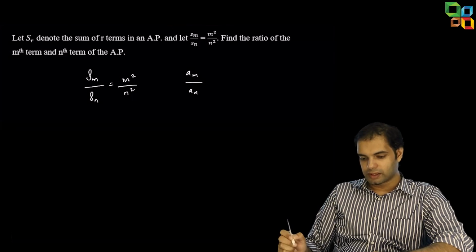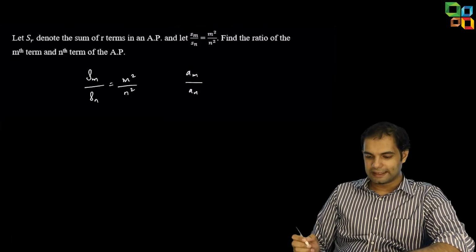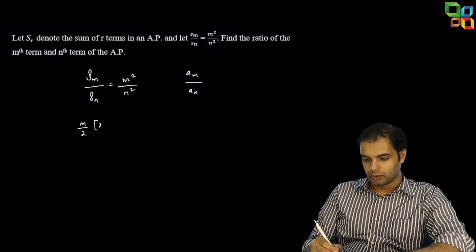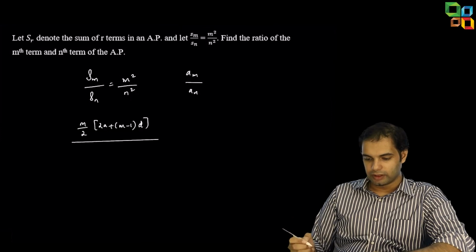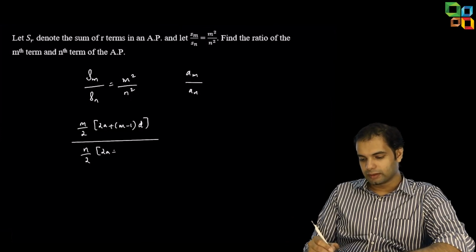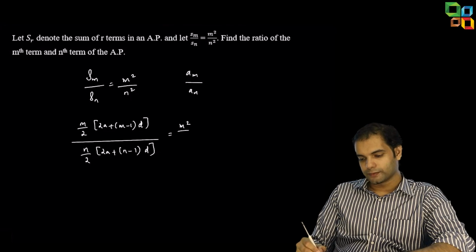So what do we know about sum? We know the formula m by 2 into 2a plus m minus 1 into d. This should be the sum of the first m terms, right? What is the sum of n terms? n by 2, same thing. Instead of m, there's n, that's it. Right? They are given as m square by n square.